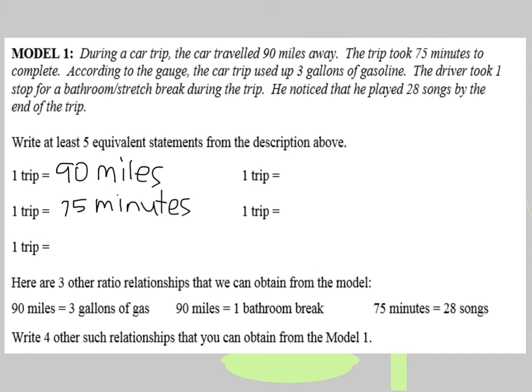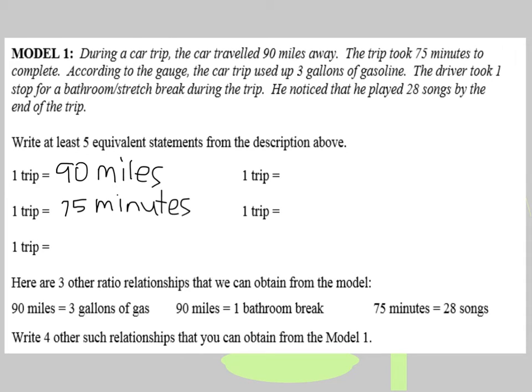Now, after you've written all of your equivalent statements from the statement model above, we're going to write 3 more. Instead of 1 trip equals whatever, we're now going to start writing combinations. For example, okay, 90 miles equals 3 gallons of gas. Or 90 miles equals 1 bathroom break. Or 75 minutes equals 28 songs.